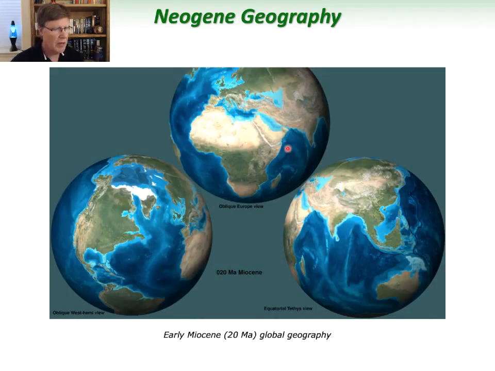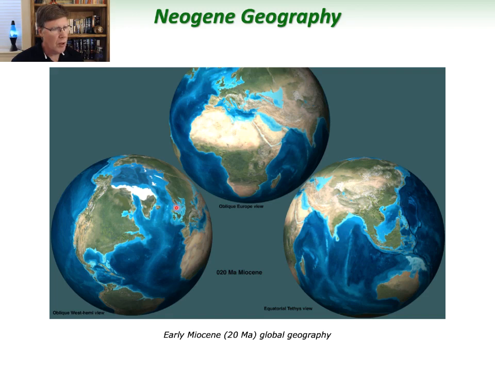Let's look at Ron Blakey's paleogeographic globes for the Neogene. These are for the early Miocene about 20 million years ago. So you can see a very striking similarity with the modern day Earth. Okay, we're even seeing ice starting to accumulate in the northern hemisphere here, most likely.